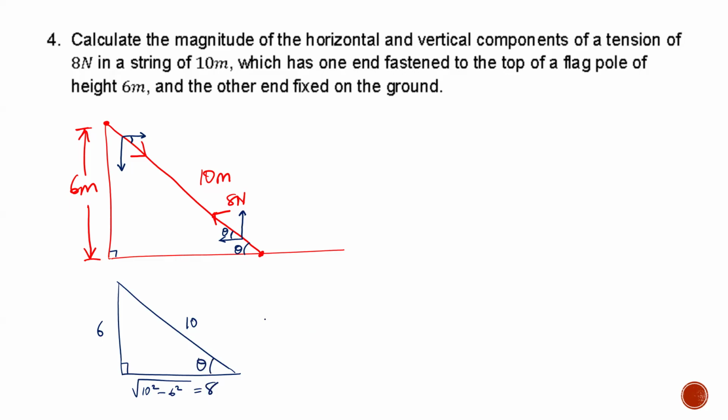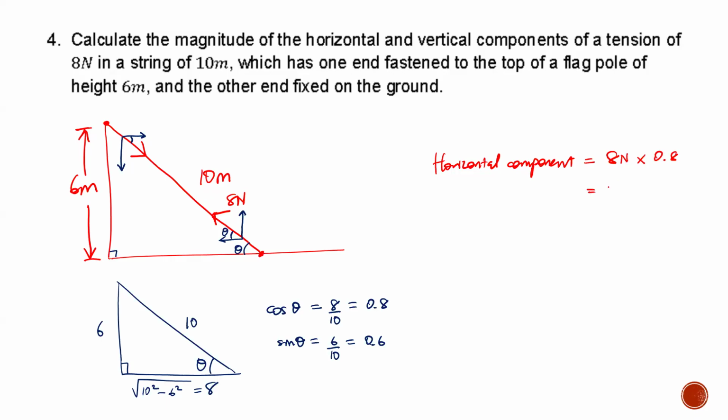And if this is our theta right here, I know that the cosine of theta is the adjacent out of the hypotenuse, which is 8 out of 10, which is 0.8. And the sine of theta, which is the opposite out of the hypotenuse, is going to be 6 out of 10, which is 0.6. And so the horizontal component of the tension is simply going to be 8 newtons times cos theta, which is 0.8. That gives us 6.4 newtons.